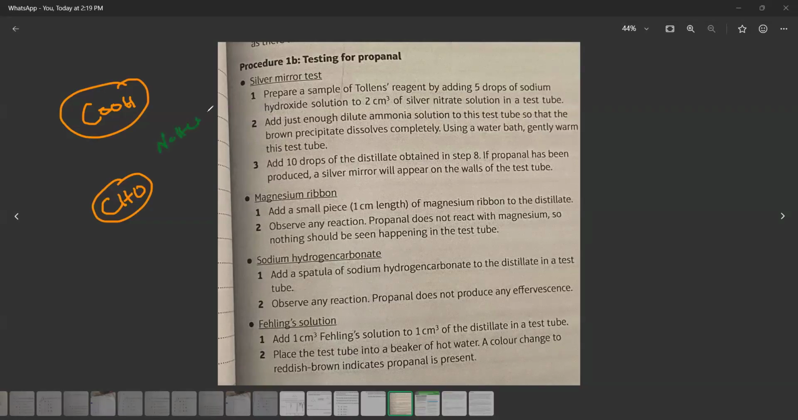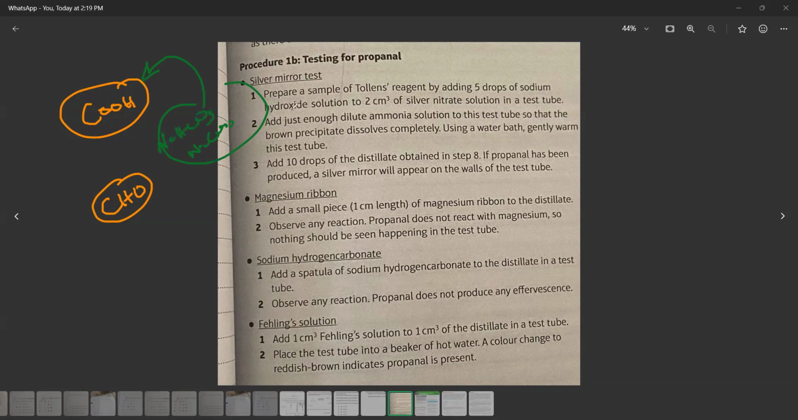So I will add either a hydrogen carbonate or a carbonate. Because acid can react with a carbonate, which will give fizz, bubbles, or effervescence. But the aldehyde cannot react with it. That's how we can distinguish.